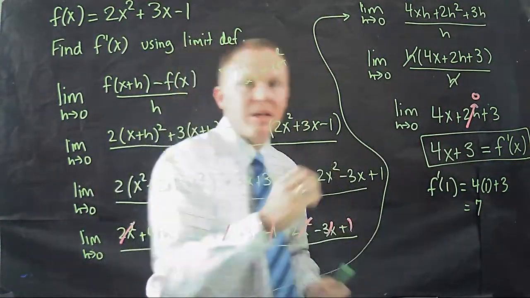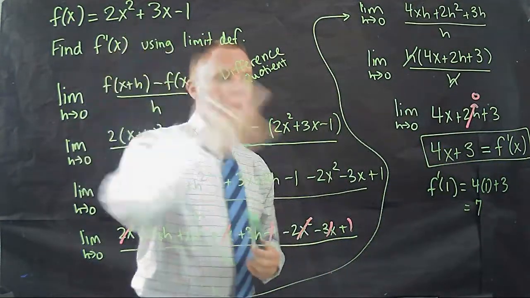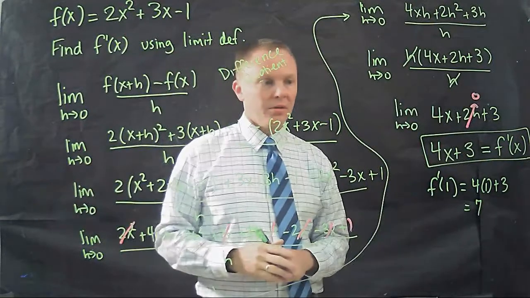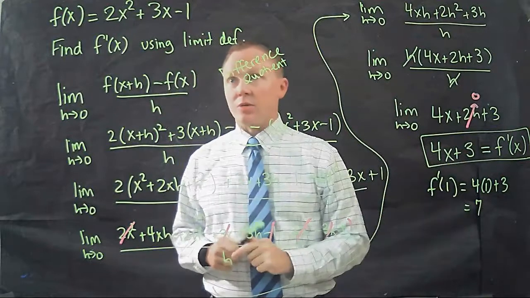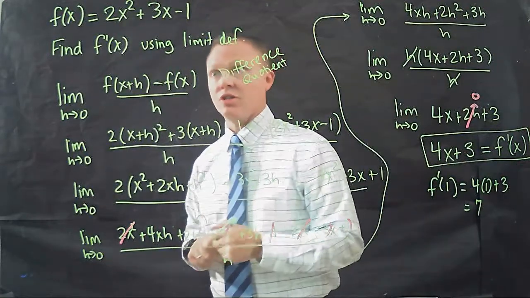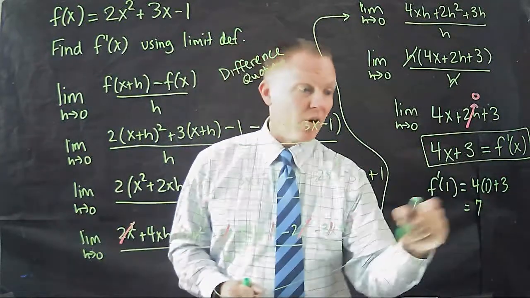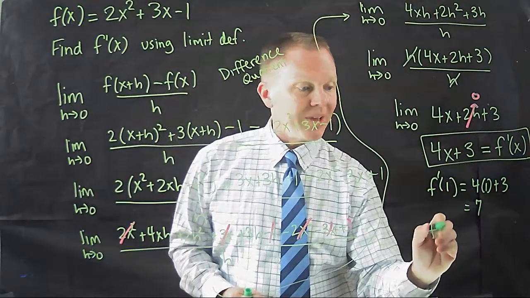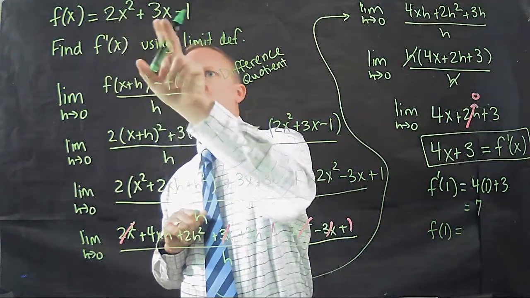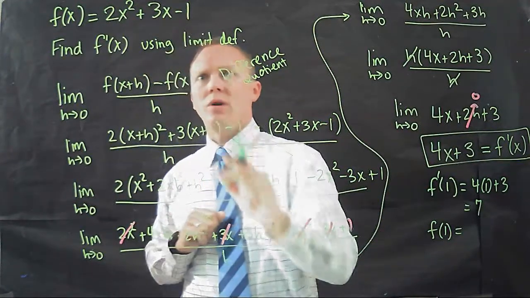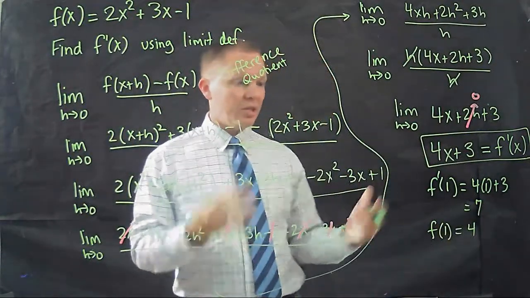What does that mean? That means if I were to want the slope of the tangent to this function at x equals 1, it would be 7. Maybe I wanted to write the equation of that tangent line at x equals 1 to the original function f. In order to write the equation of a line, I need a point and a slope. So I've got a slope here. What's my point? My point would be f of 1. So I go back up here to f, and I look at what f of 1 would be. 2 plus 3 is 5, minus 1. 5 minus 1 is 4. So my point is 1, 4.